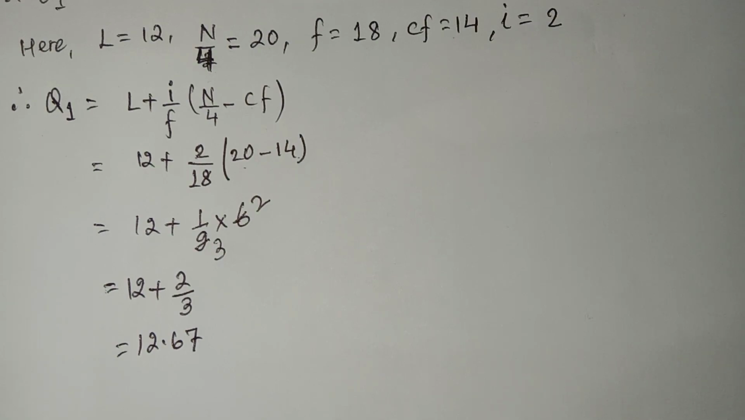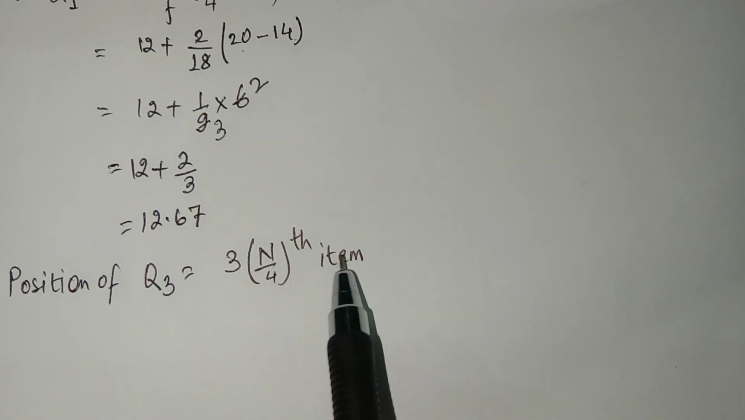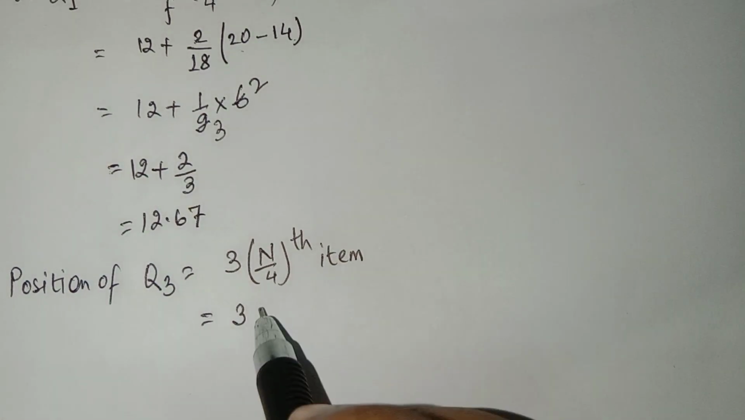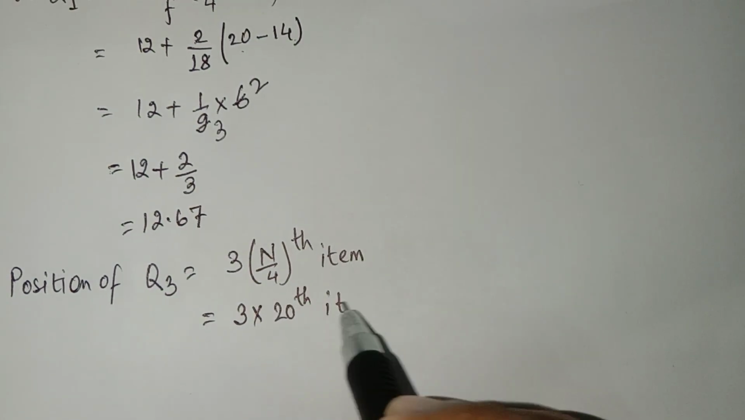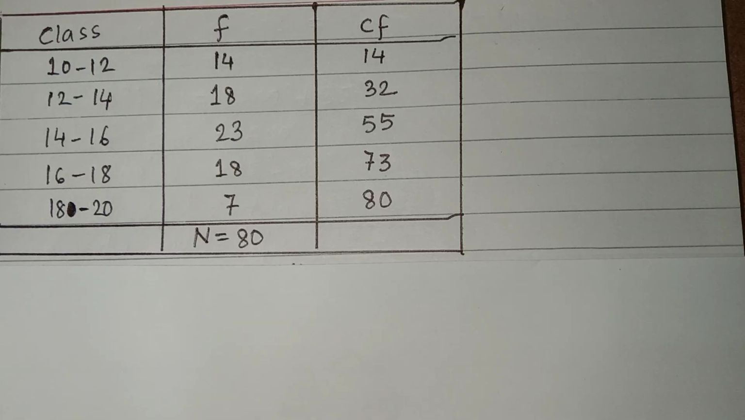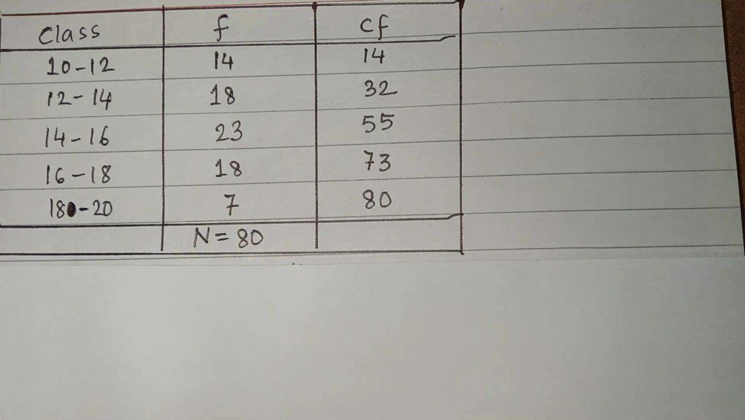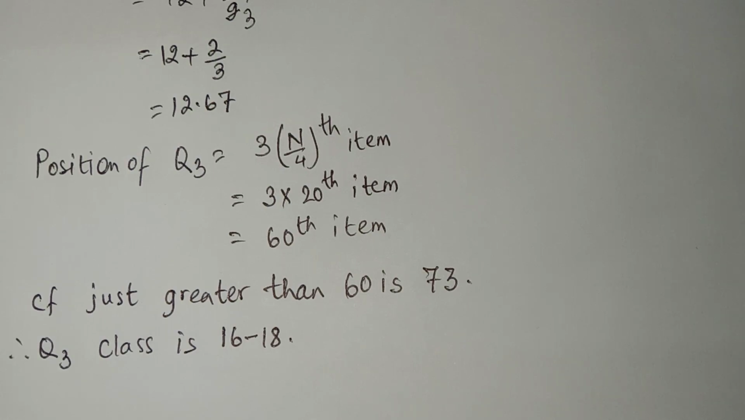Now let's calculate what is Q3. Position of Q3 is 3 times n by 4th item, and we know that n by 4 is 20, and this is the 60th item. Now again let's check the CF just greater than 60 in the table. The CF just greater than 60 in the table is 73 and its corresponding class is 16 to 18. So this 16 to 18 is the Q3 class. Now let's go to our solution. The CF just greater than 60 is 73. Therefore Q3 class is 16 to 18.